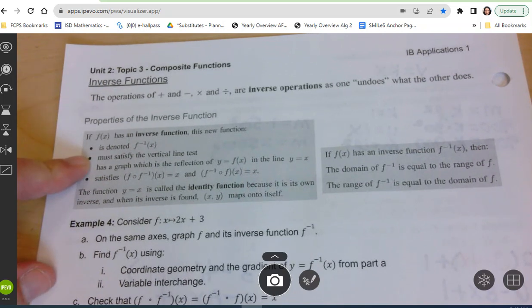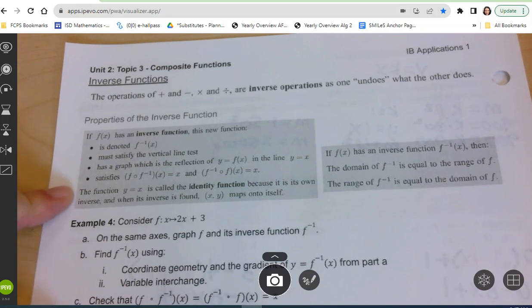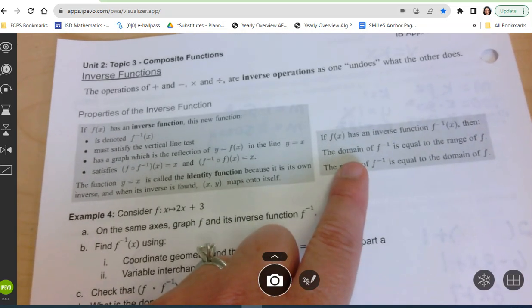It must satisfy the vertical line test to be a function, and then when you graph the inverse, that also has to be a function, okay? And you can see the graph as a reflection over the line y equals x. Has anybody ever done that before? Looked at those reflections? No? Okay, maybe we'll have time to look at that. We'll see. And it's called the identity function, y equals x, because when you find the inverse, it's the exact same thing. This is helpful. If f of x has an inverse, then they switch domain and range. So all the x values become the y values and the y values become the x.